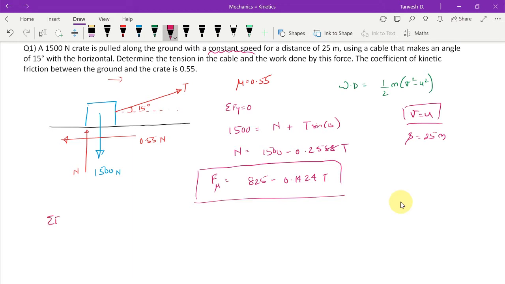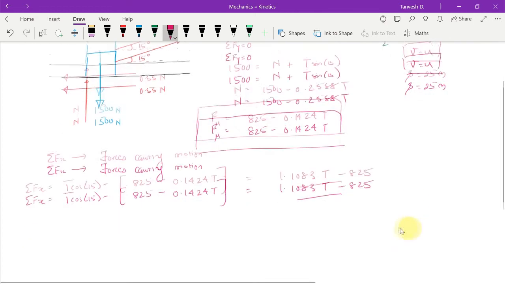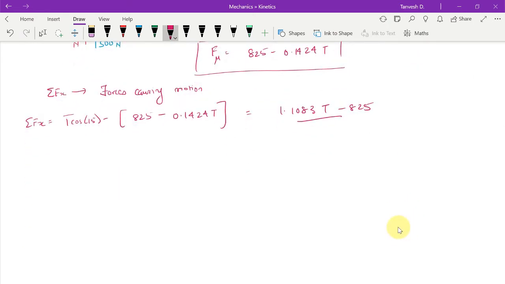Now summation of Fx, these are the forces causing motion, right? So we will get here T cos 15 minus, this is summation Fx, is equal to T cos 15 minus 825 minus 0.1424 times T. When we solve this, we will get 1.1083 times T minus 825. So these are the forces which are causing the displacement. We need to multiply them with 25.